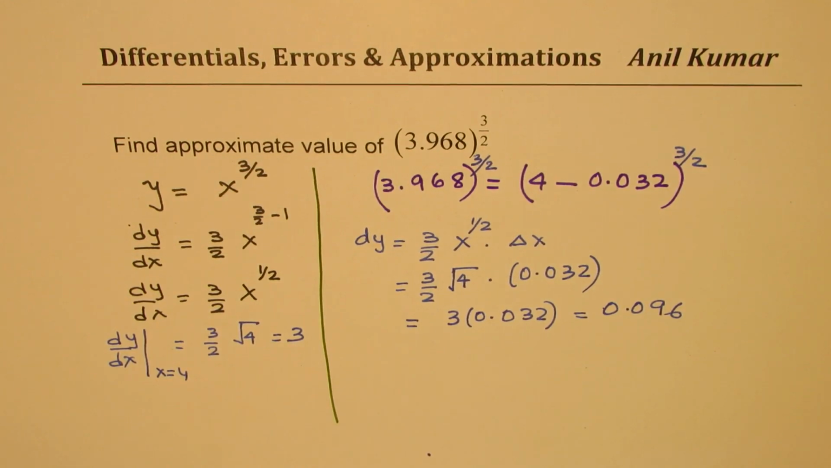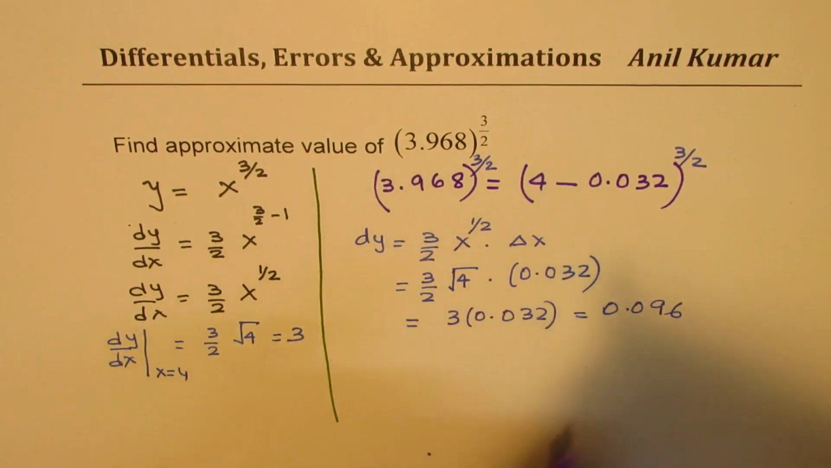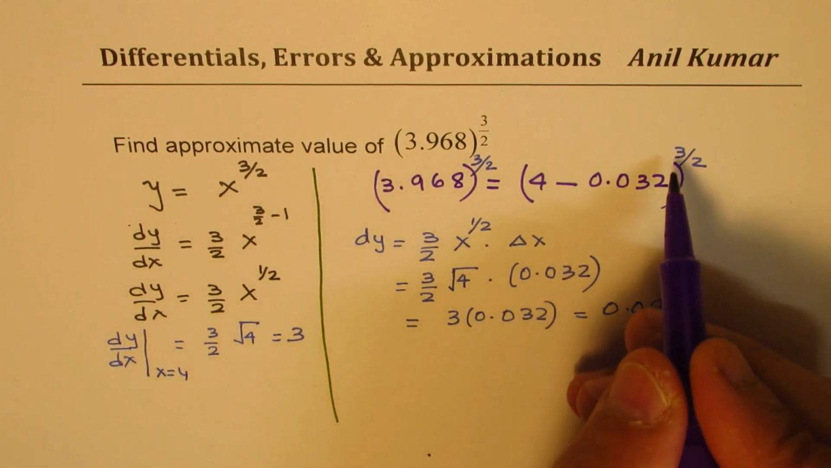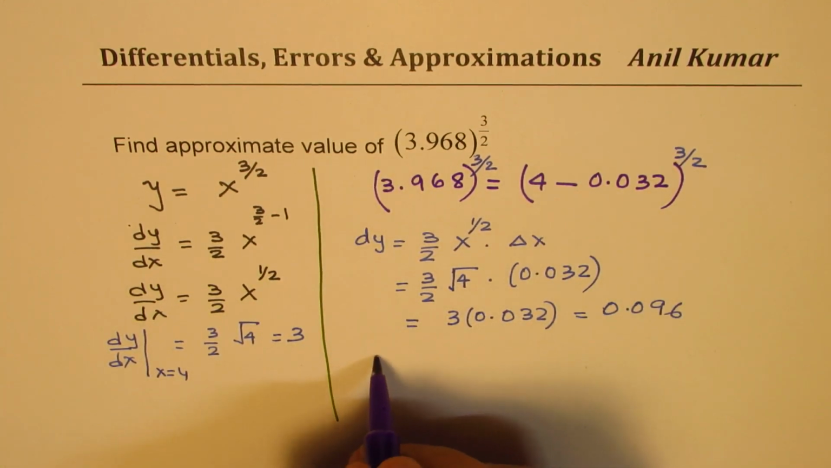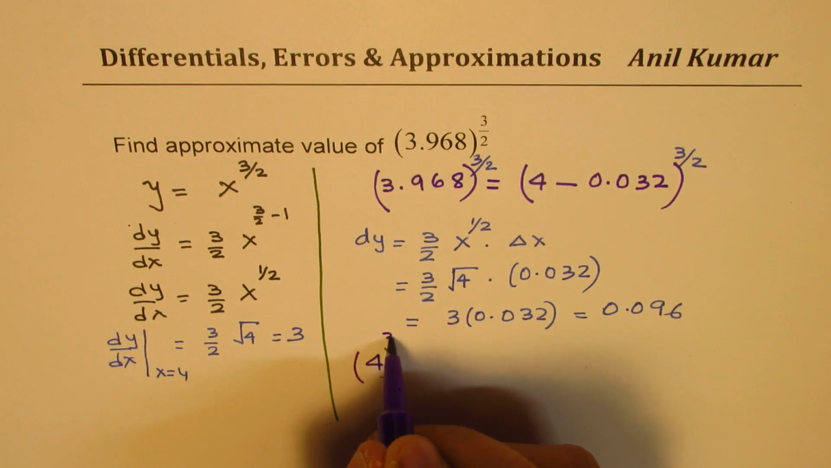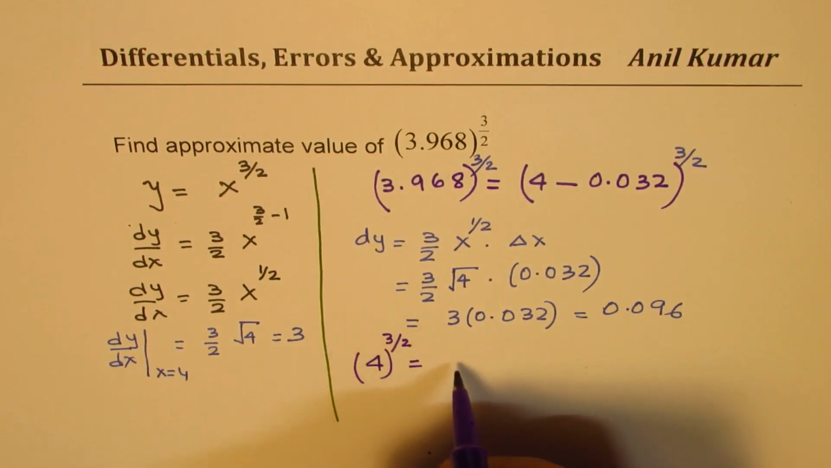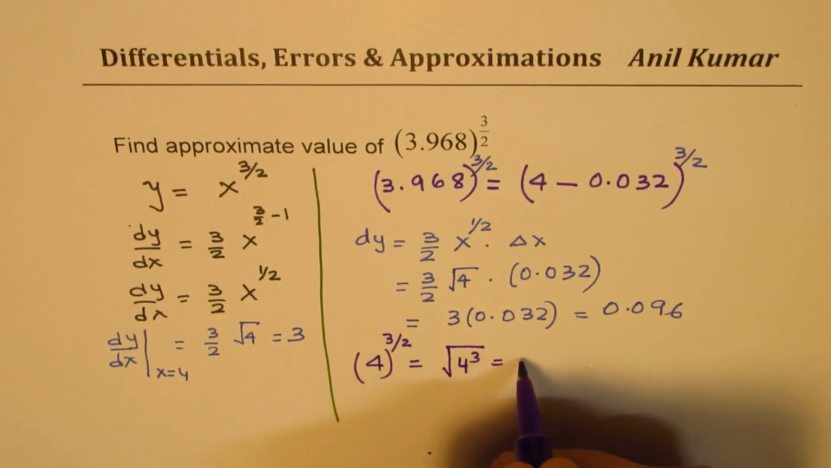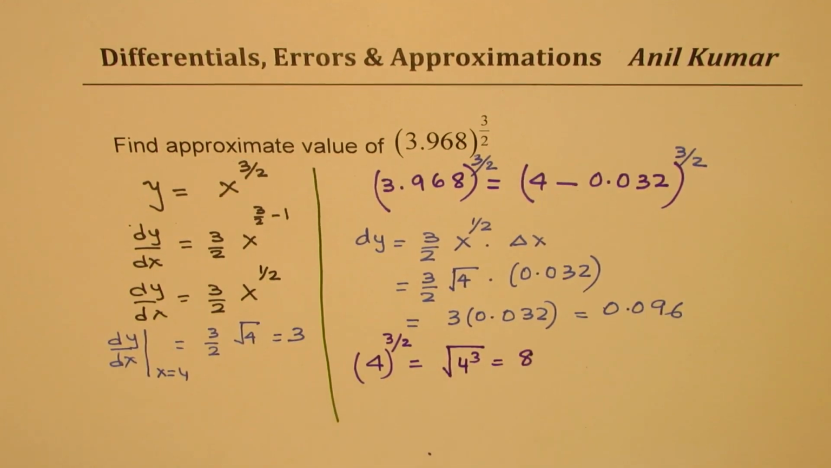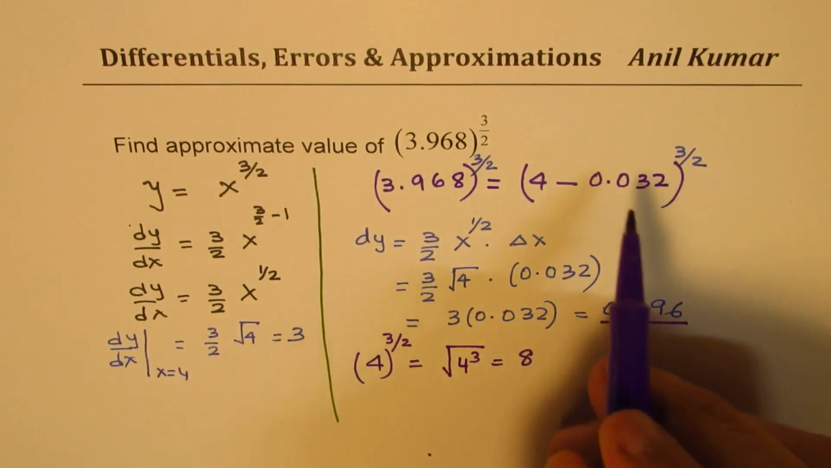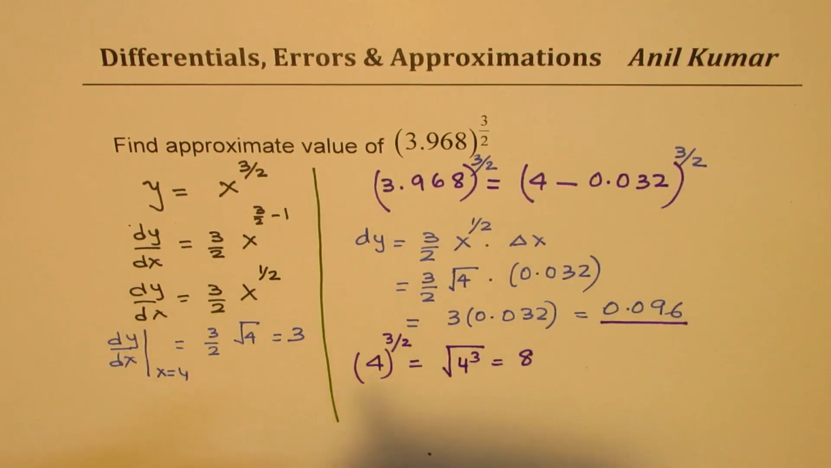Now, we should have found what is the value of 4 to the power of 3/2. Let's also calculate 4 to the power of 3/2. That is to say, square root of 4 and then cube, right? So it is kind of like this. Square root of 4 is 2, and 2 cube is 8. So this is 8. And that is the change, and the change we have to take away. Therefore, we can write our answer now. So what should be our answer?